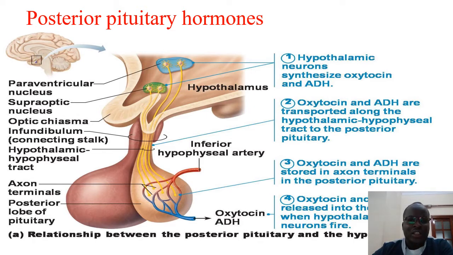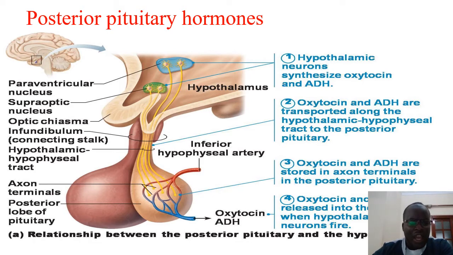So once the two hormones are being produced, ADH and oxytocin, they will be transported along the axons, and then they will be stored within the axon terminals here. So you can see the axon terminals where they will store the two hormones. They'll be just waiting for the stimulus for release of these hormones. So this is the structure.